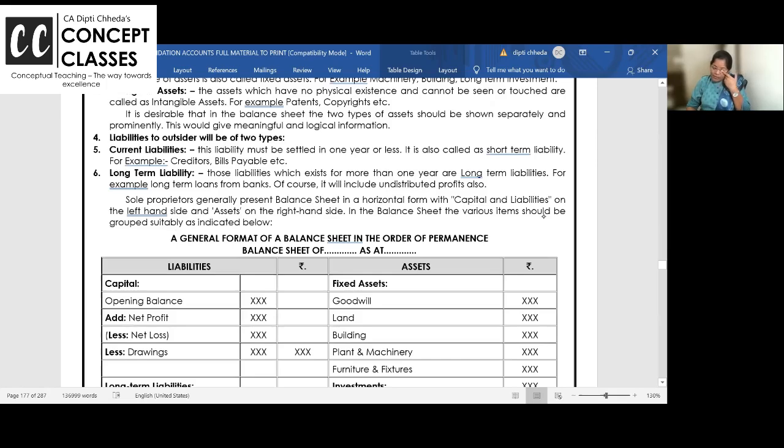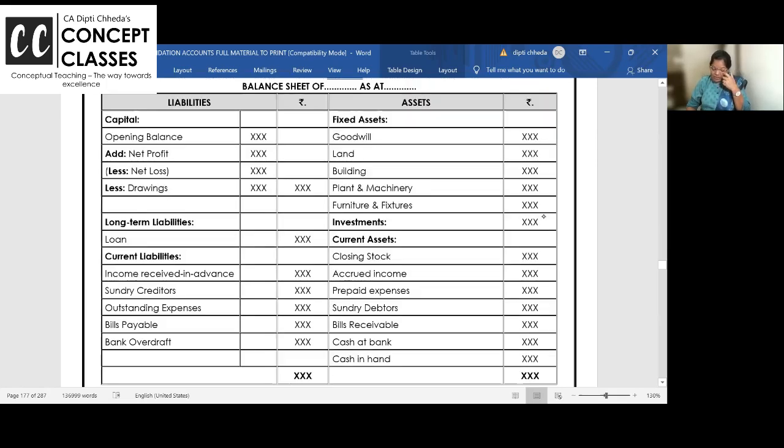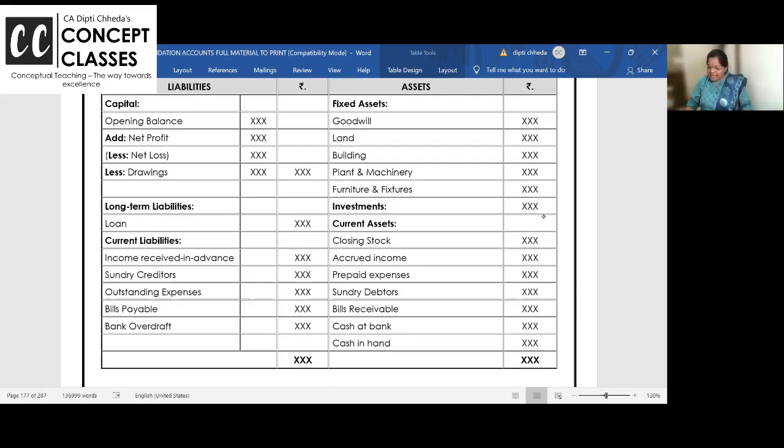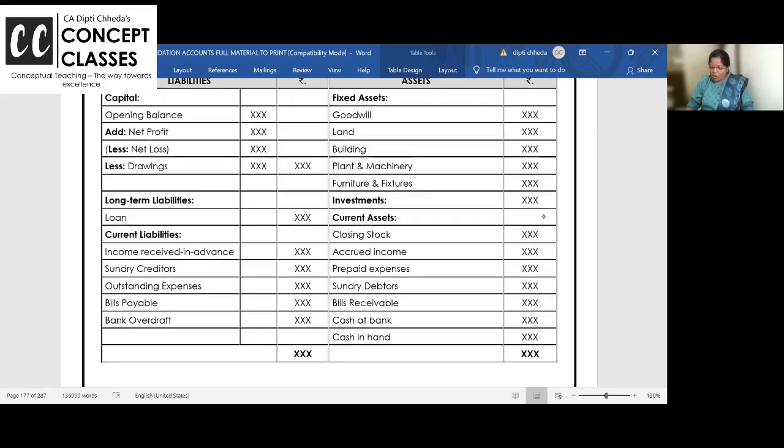So how will you present the items in the balance sheet? Asset side, we will start with fixed assets: goodwill, land, building, all. Then investment. Can we invest in the shares, debentures, properties outside? Yes. Then we have current assets: stock, accrued income. Accrued income is income which is due but not received. I will discuss this in adjustments.